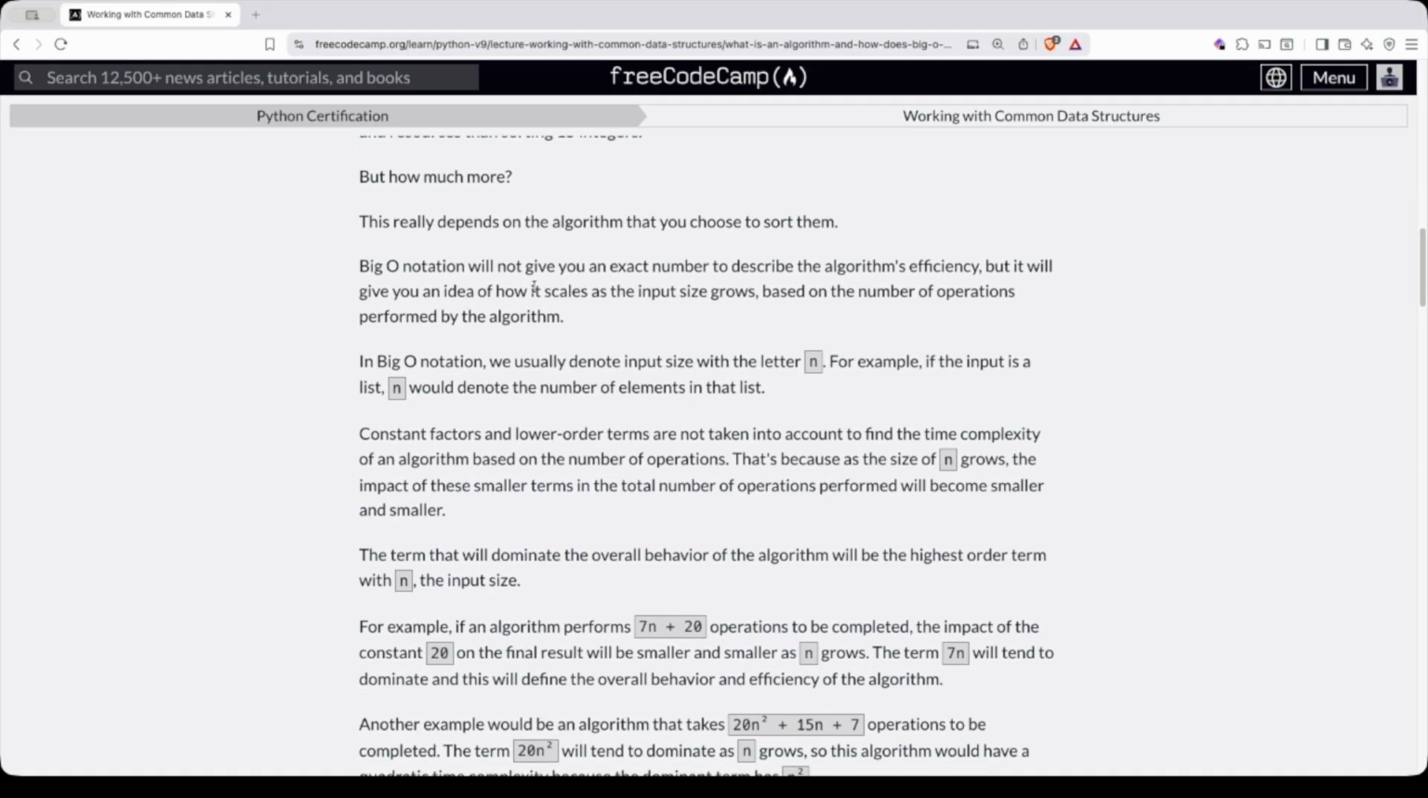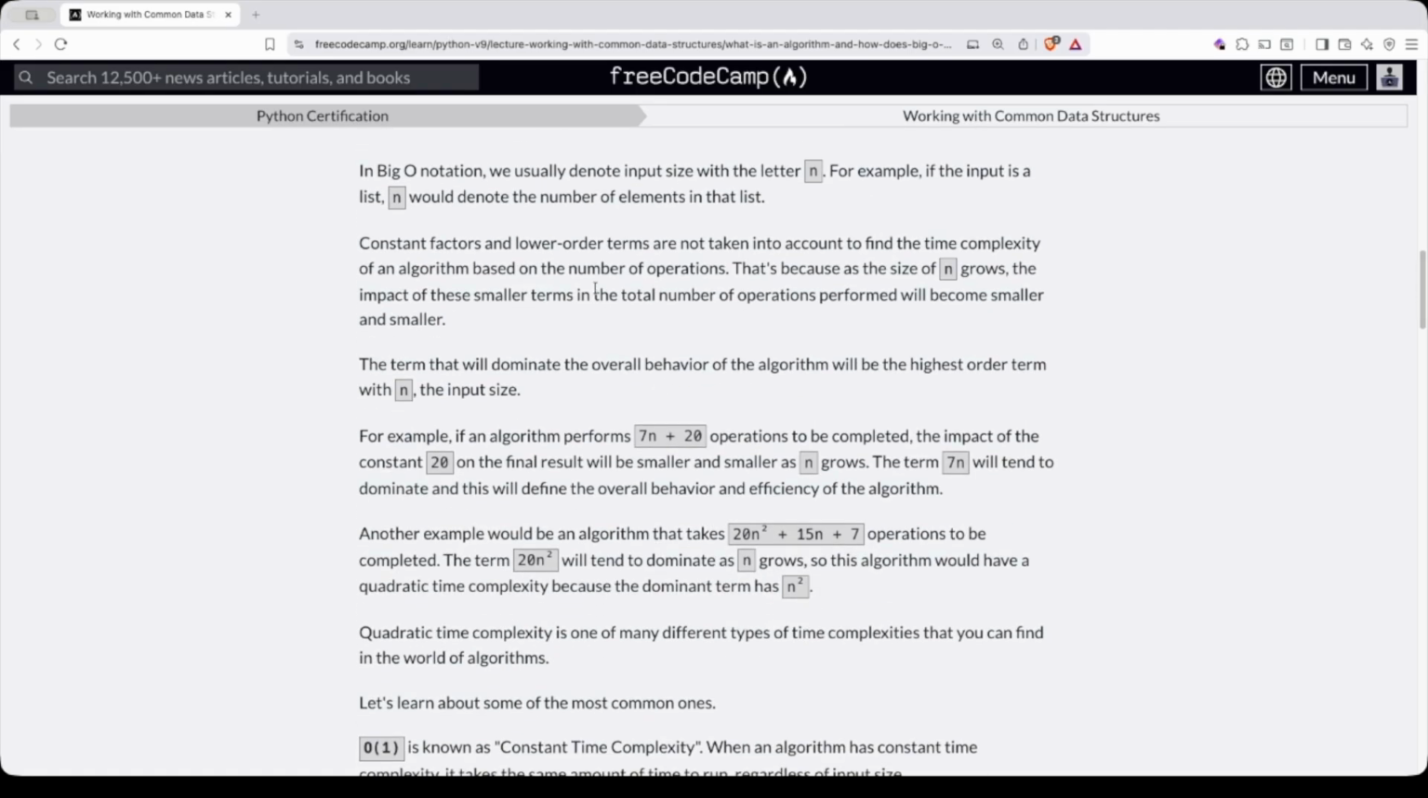Big O notation will not give you an exact number to describe the algorithm's efficiency, but it will give you an idea of how it scales as the input size grows, based on the number of operations performed by the algorithm. In Big O notation, we usually denote input size with the letter N. For example, if the input is a list, N would denote the number of elements in that list. Constant factors or lower order terms are not taken into account to find the time complexity of an algorithm based on the number of operations. That's because as the size of N grows, the impact of smaller terms in the total number of operations performed will become smaller and smaller.